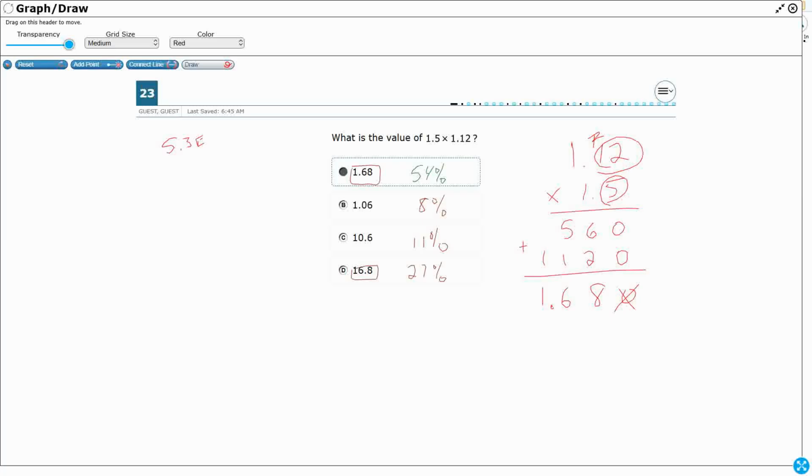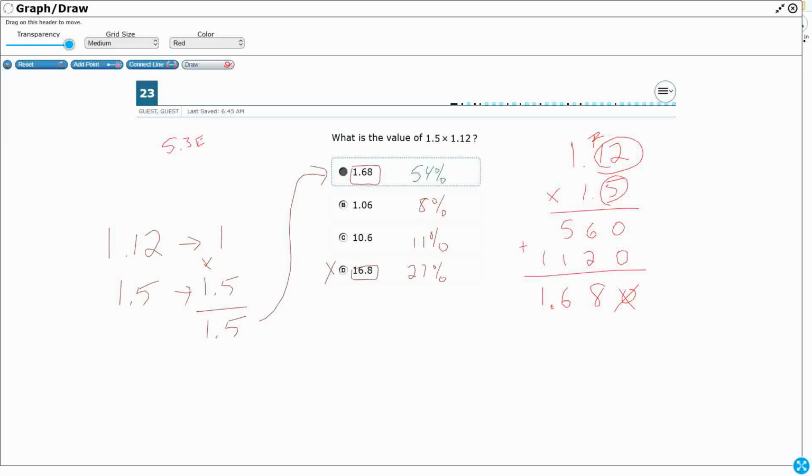We could have used estimation on this, okay? So 1.12, if I were to round this, it's basically 1. So I don't have to round 1.5, okay? Let's just keep 1.5. It's right in the middle. I don't want to round it all the way up to 2. I don't want to round it all the way down to 1. So what is 1 times 1.5? Well, it's going to be 1.5. So I need an answer around 1.5. And what is around 1.5? Well, that is around 1.5, 1 and 68 hundredths. But 16 and 8/10 is nowhere close.